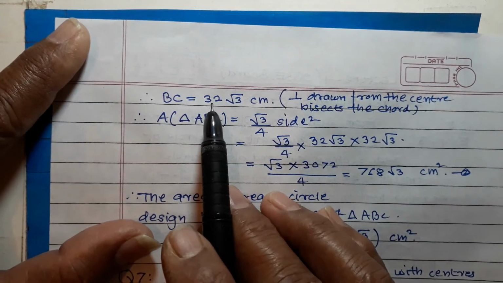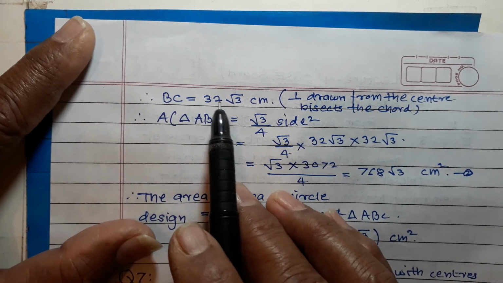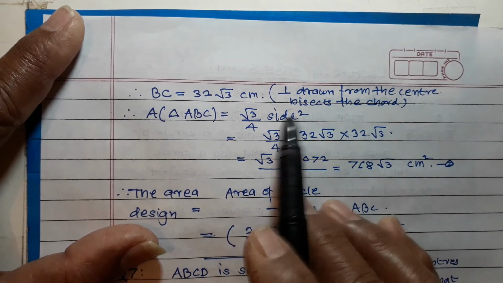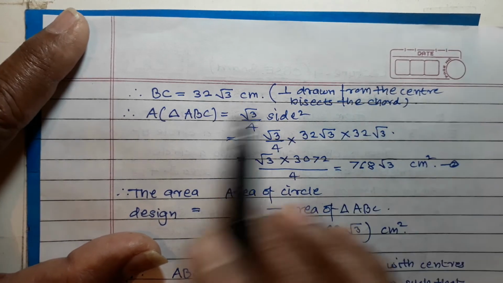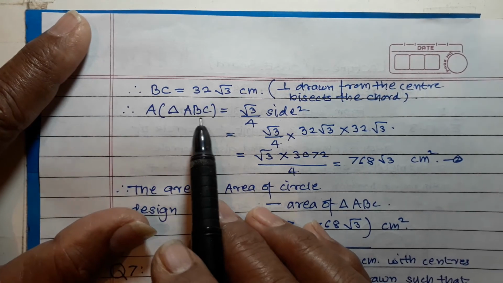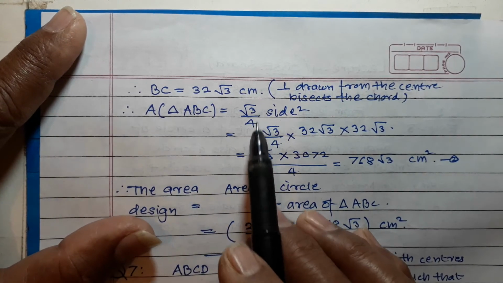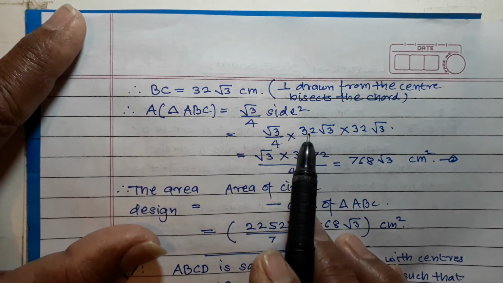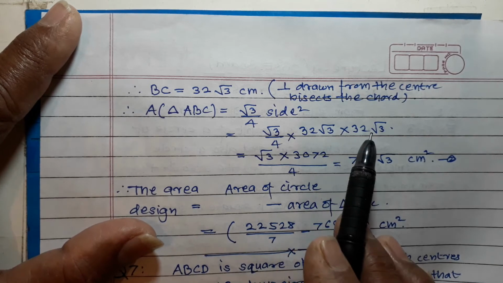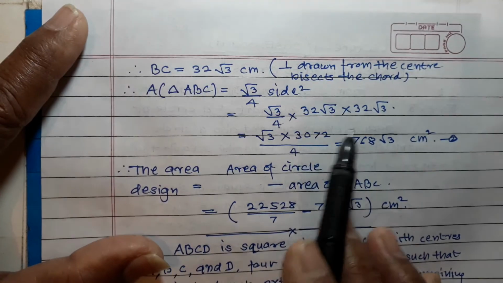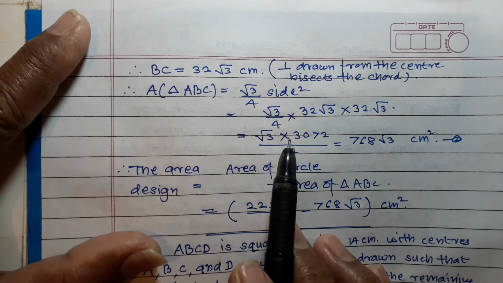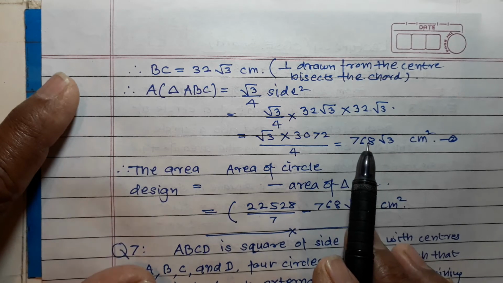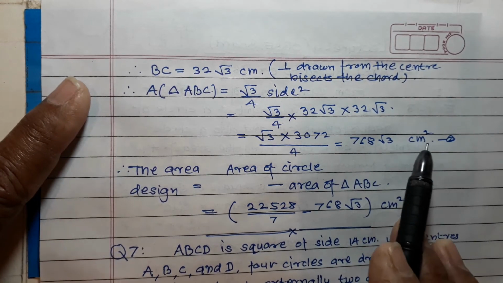And therefore BC is equal to 32 root 3 centimeter, because a perpendicular drawn from the center bisects the chord. So therefore area of triangle ABC is equal to root 3 upon 4 side square. So root 3 upon 4 into 32 root 3 into 32 root 3 is equal to root 3 into 3072 upon 4, which is 768 root 3 cm square.